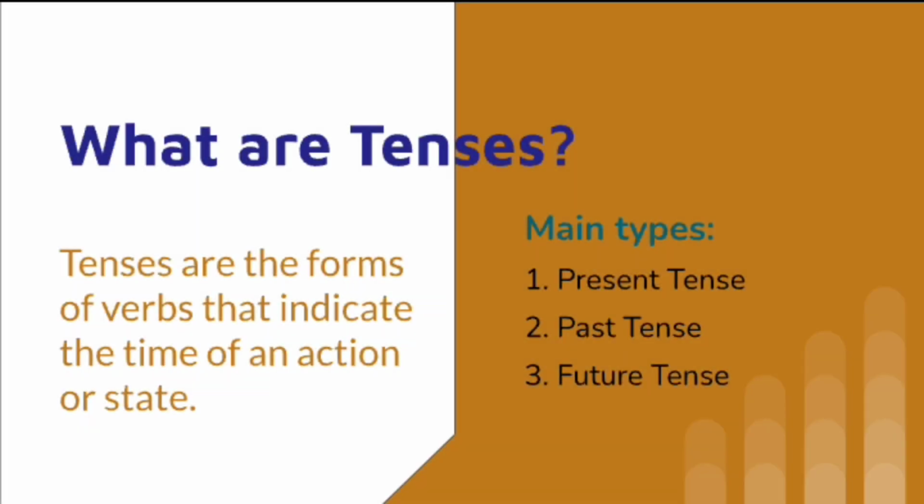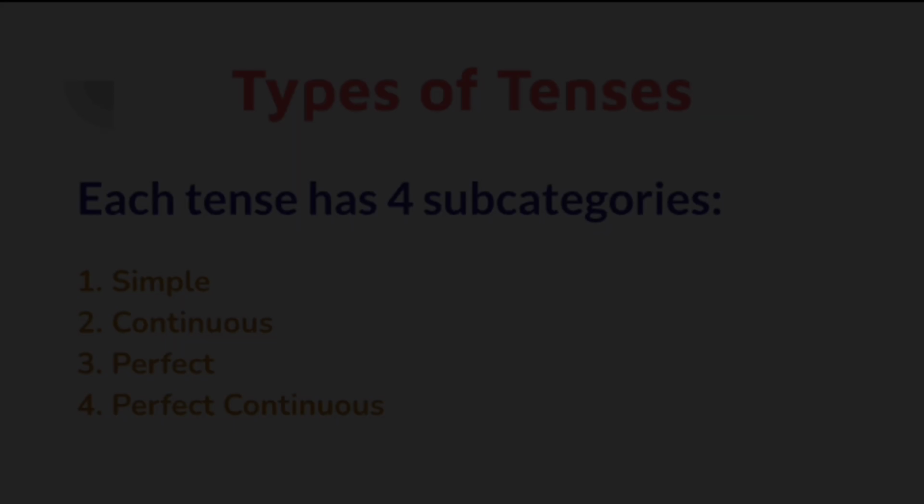Tenses are like the clock of English sentences. They help us understand when an action is happening. There are three main types: present tense for now, past tense for before, and future tense for later. Each type is further divided into four categories. Don't worry, we'll go through them one by one.